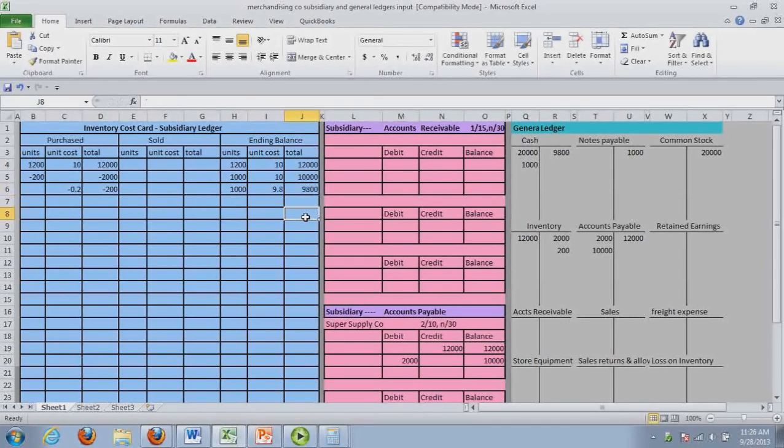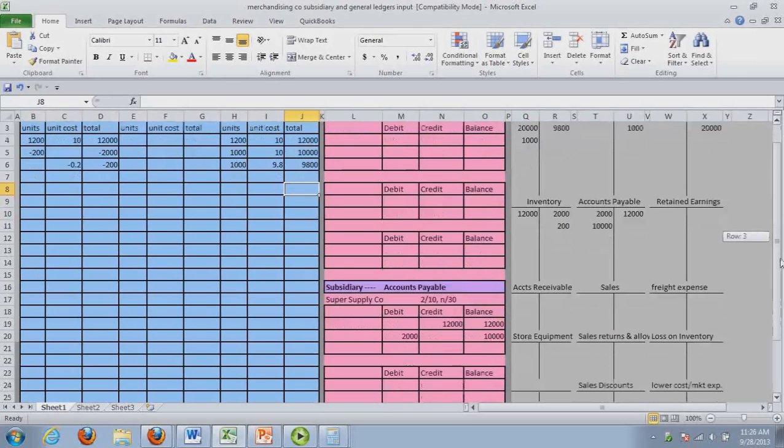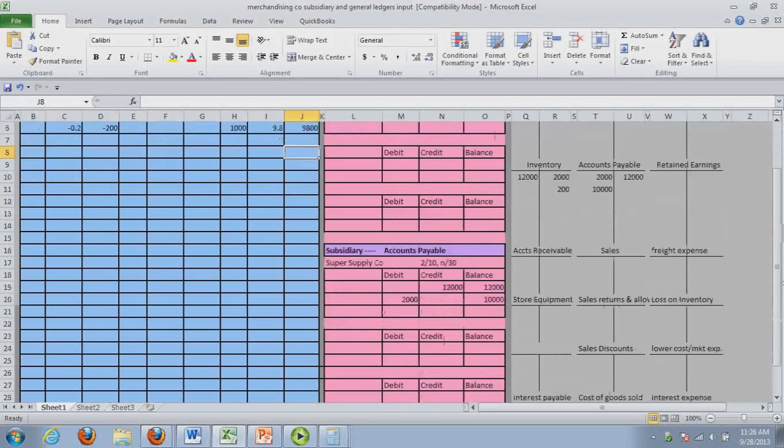So now we've got the inventory cards done. And what else do we have to do? I've forgotten already. We need to do the accounts payable, right? So we're fully paid off Super, the full $10,000. The balance now becomes 0.